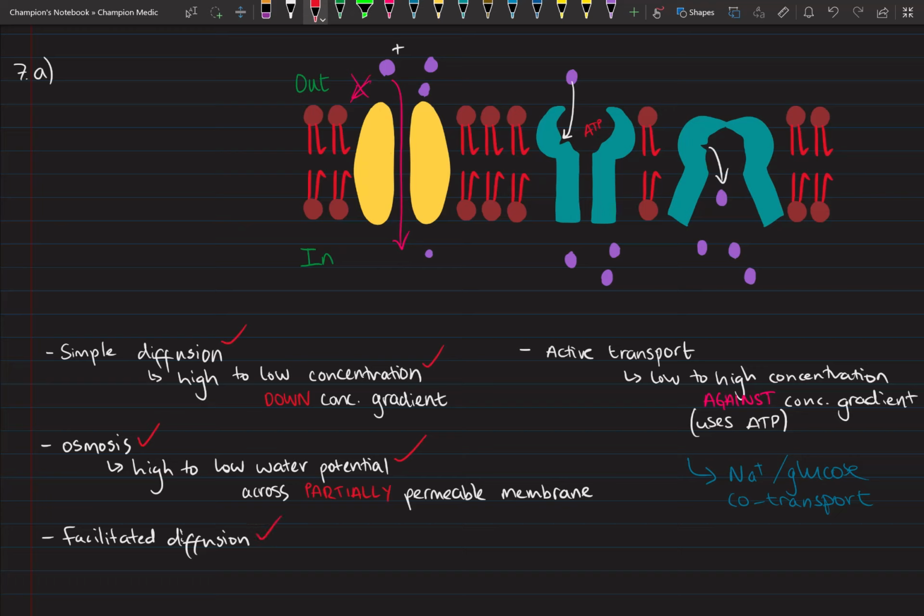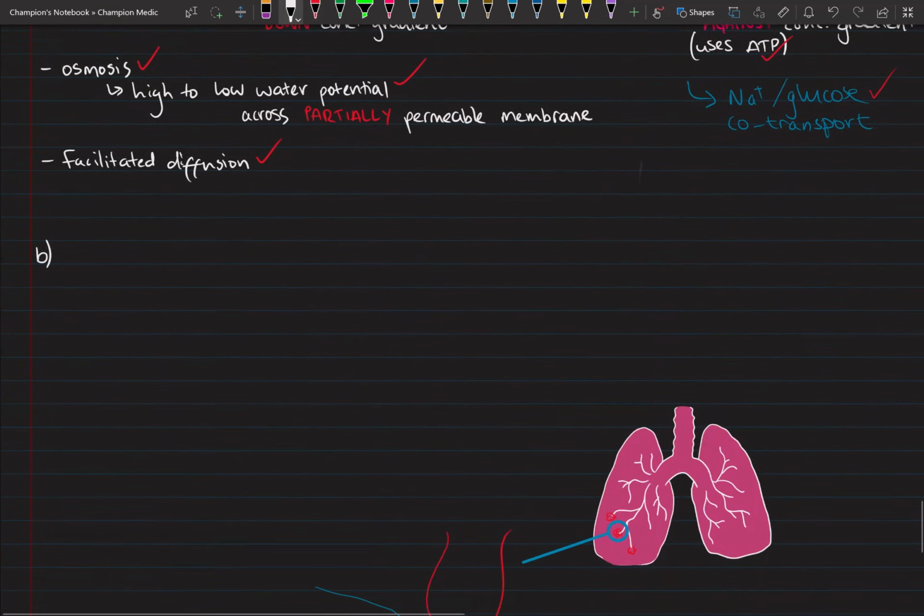Facilitated diffusion as a process gets you a mark. Active transport gets you a mark. Low to high concentration gets you a mark. Uses ATP gets you a mark. And the example of sodium ions with glucose co-transport gets you a mark. So this question is relatively easy to get the 5 marks. If you do get 4 or 5 marks, that's quite good, because it's quite simple knowledge to recall.